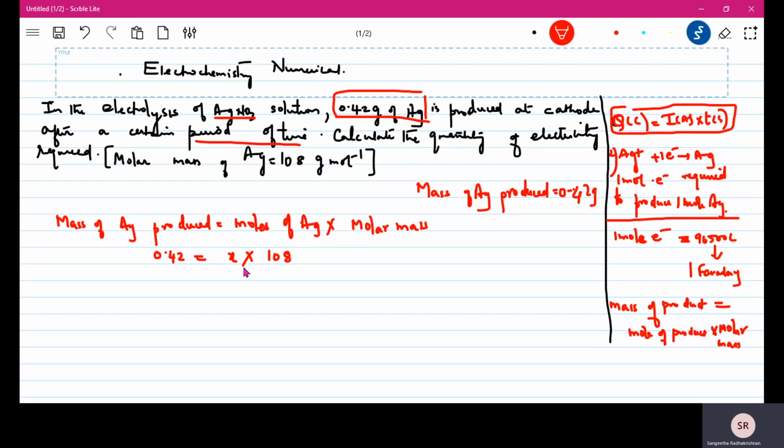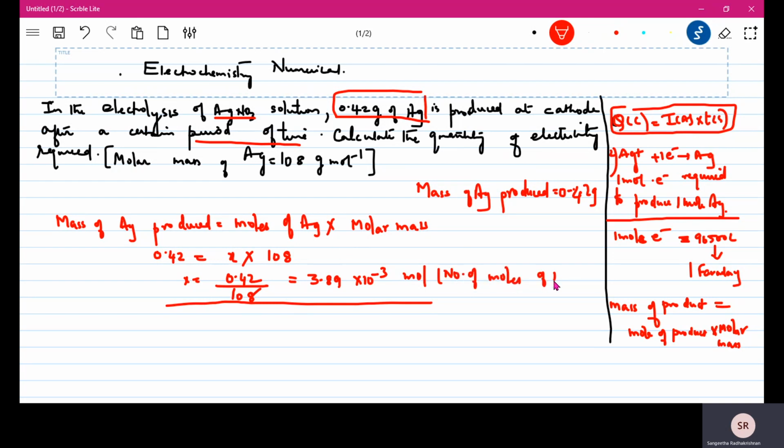So now you know the simple mathematics. When you want to find X, it will be 0.42 upon 108. So 0.42 upon 108. And that will be equal to 3.89 into 10 raised to minus 3 mole. Okay, so you got number of moles of silver produced.